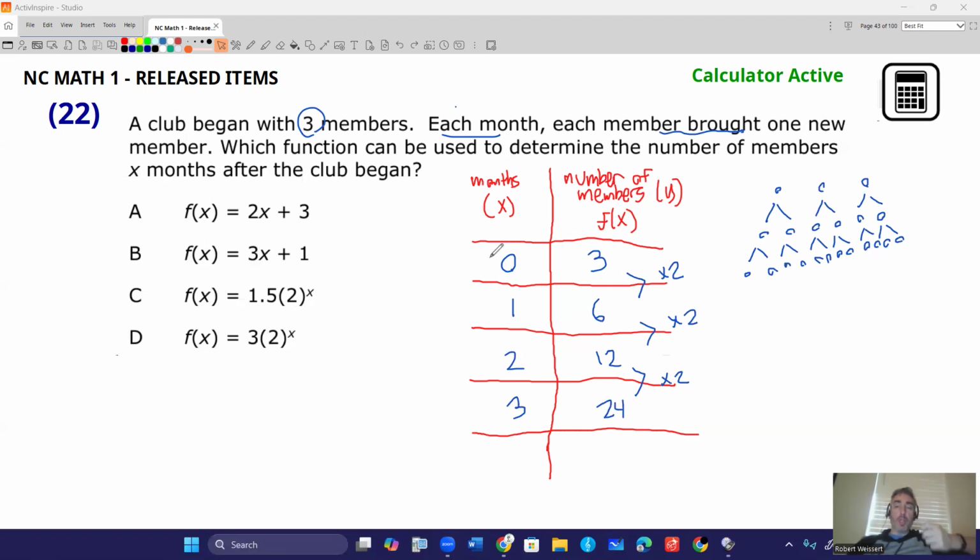This is an exponential growth. Exponential is anytime you're multiplying the previous amount by a number. Linear would be adding a number to each previous amount. So this is going to be exponential.